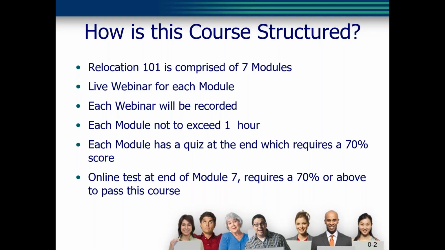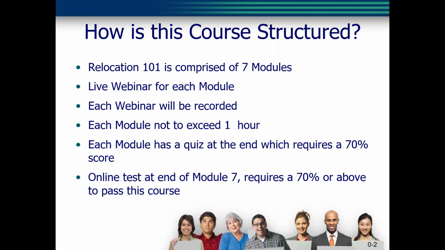So how is this course structured? Relocation 101 is comprised of 7 modules. All 7 modules will initially be a live webinar. However, the webinars will be recorded for future access. Each webinar will not exceed 1 hour. If you miss a module, it's no problem. You can catch it on the recording, which should be ready the following day. It is recommended that you do complete the modules in order. The first module is scheduled today. The last module for Relocation 101 is scheduled on November 16th.